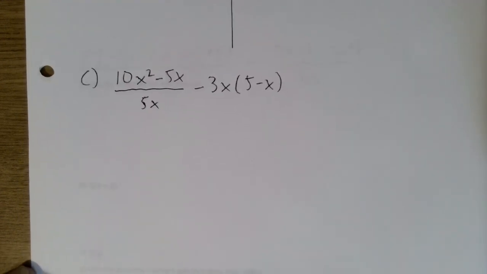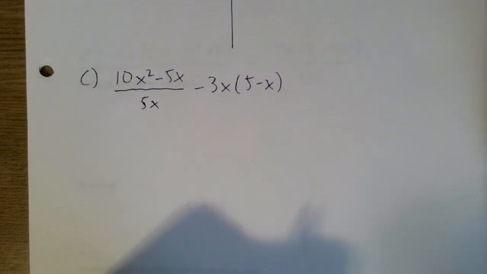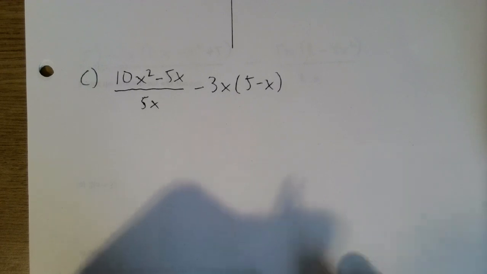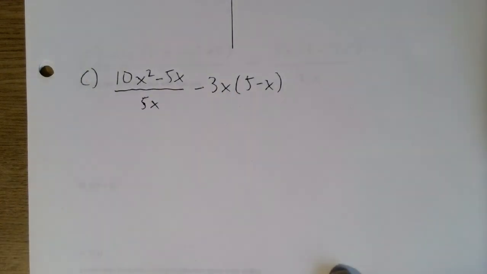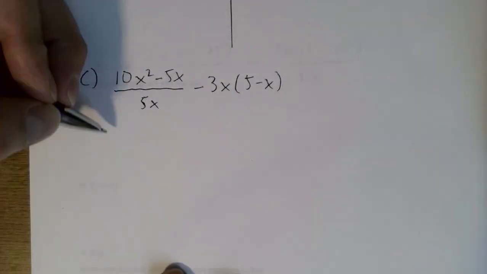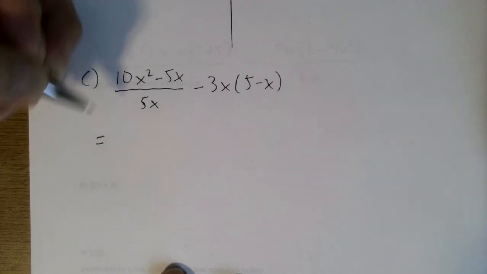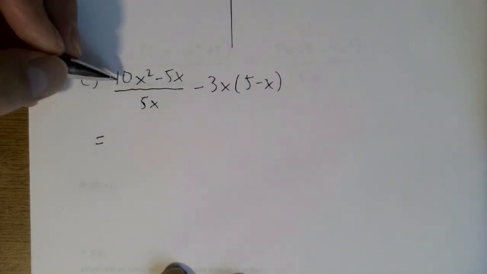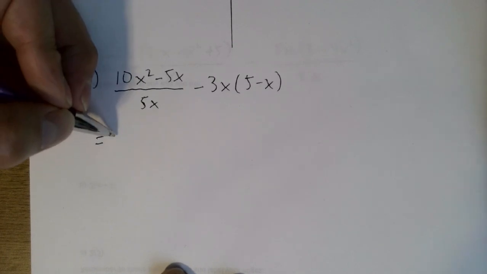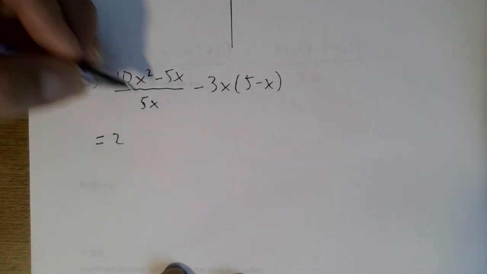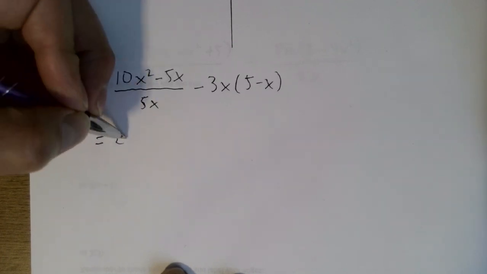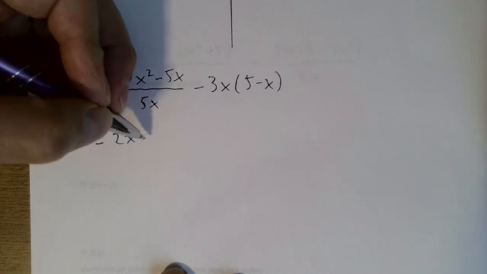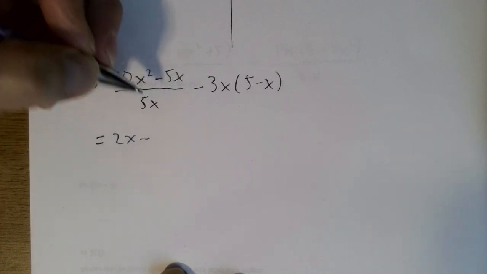Okay, next one, C. Again, nothing to do inside the brackets because there's not like terms. So let's go straight to our multiplying and dividing. Here I've got 10x squared divided by 5x. 10 divided by 5 is 2. x squared divided by x is x. And then minus 5x divided by 5x is just going to be 1.